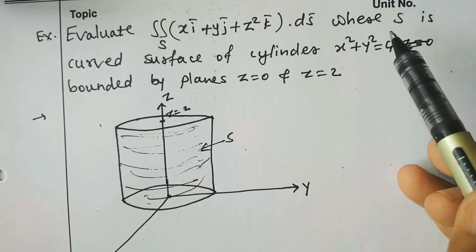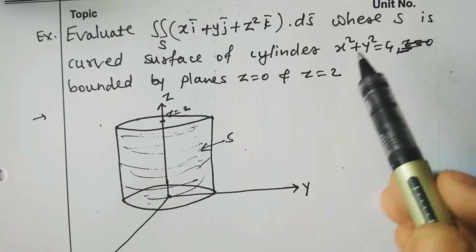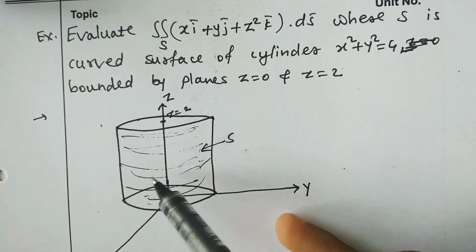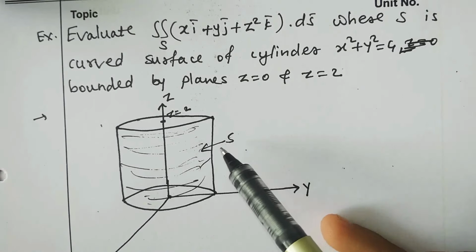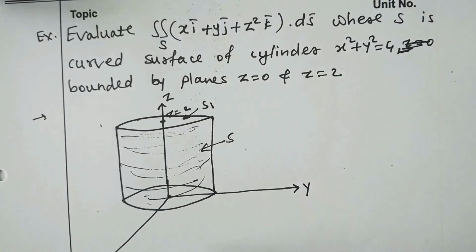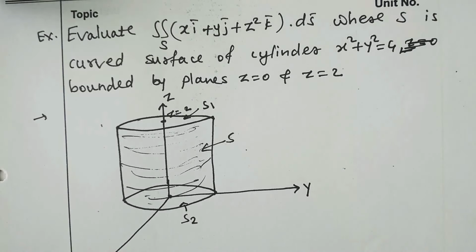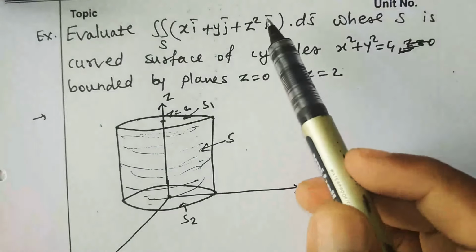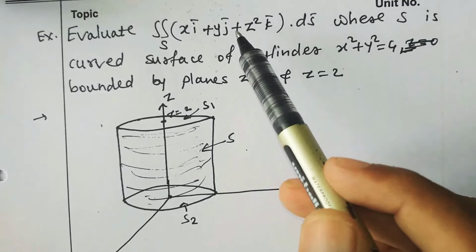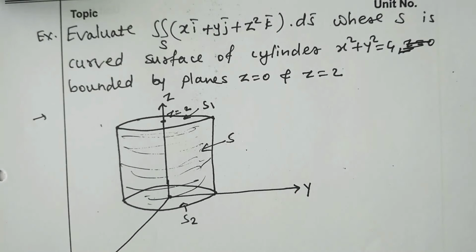Now the question is to evaluate the double integration over the surface S, which is only the curved surface. So we call the curved surface S. This top plane surface we call S1, and this bottom plane surface we call S2. Here we have to use Gauss divergence theorem because this term is similar to the LHS of Gauss divergence theorem.